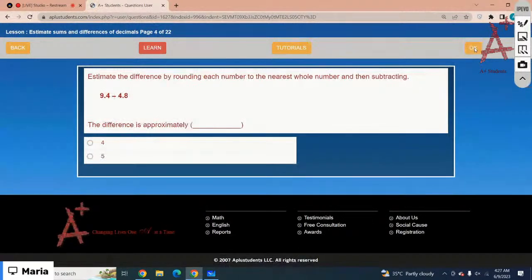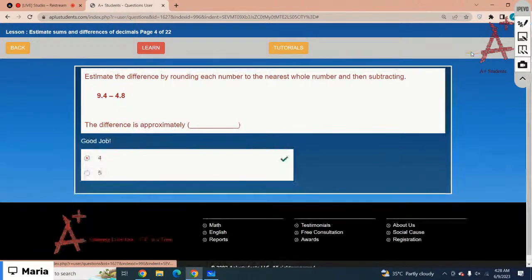Okay, the next one is 9.4 take away 4.8. So 9.4 is rounded off to 9 and 4.8 is rounded to 5. So 9 minus 5 is 9 take away 5 is 4. The correct option is 4.